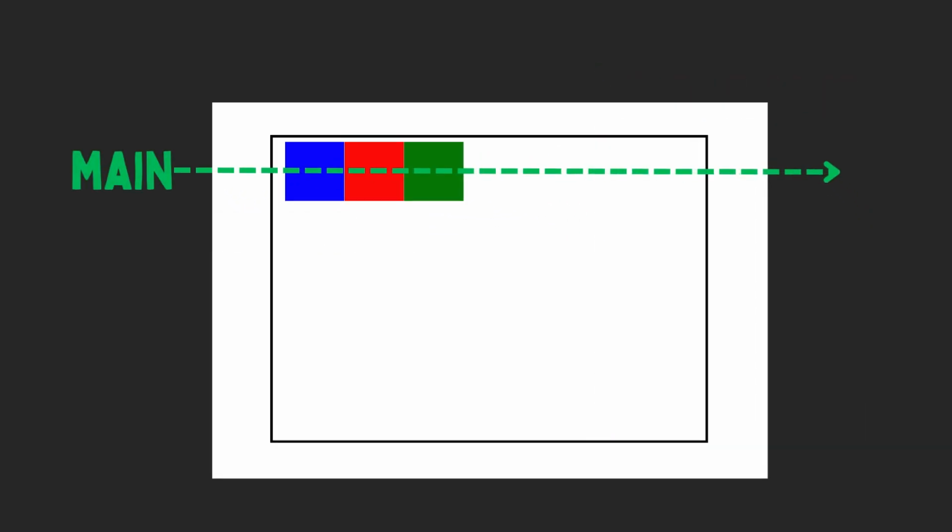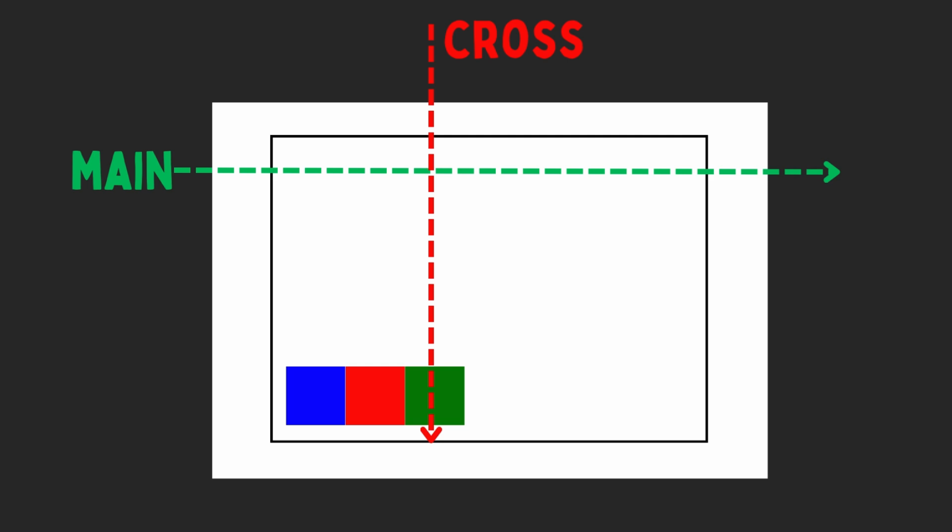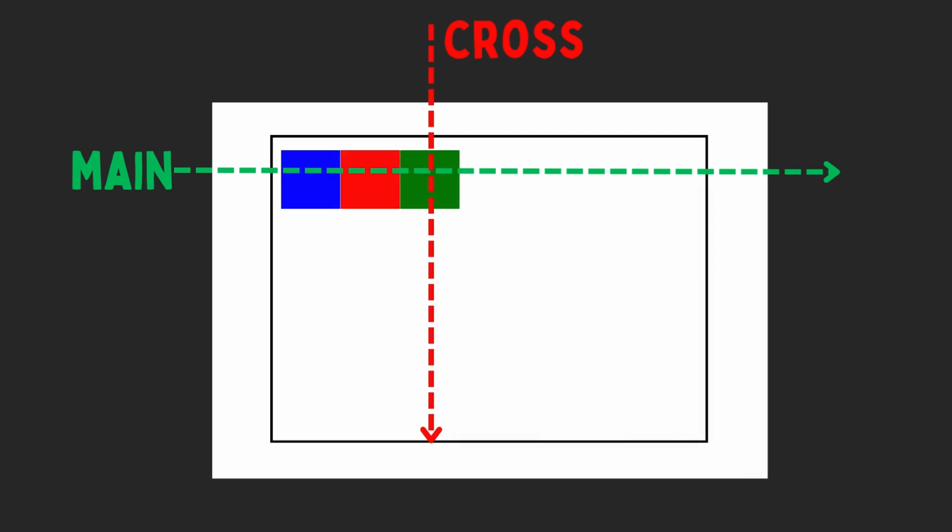The main axis is the direction in which your flex items are laid out. By default, this is horizontal, so your items will sit in a row, side by side. The cross axis is the opposite. It's vertical. It controls how your items are aligned up and down. For example, if your main axis is horizontal, all your items display in a row, but you can use Flexbox properties on the container to adjust how they align vertically along the cross axes.